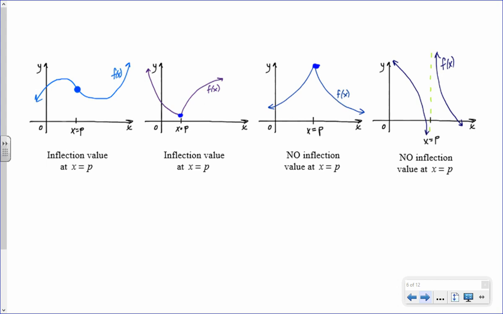So just because we find where the second derivative is 0 or undefined doesn't mean it will be an inflection point. We still will have to test. Okay, and then same thing here. An asymptote could cause a change in concavity, but that's obviously not going to be an inflection point. Okay, so basically what we did with our first derivative yesterday and the day before, we are going to do with our second derivative today to look at concavity and inflection points.